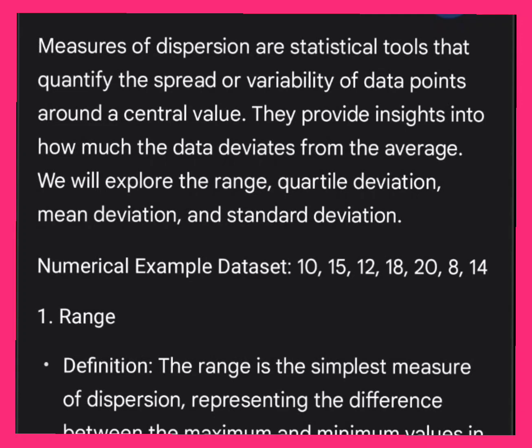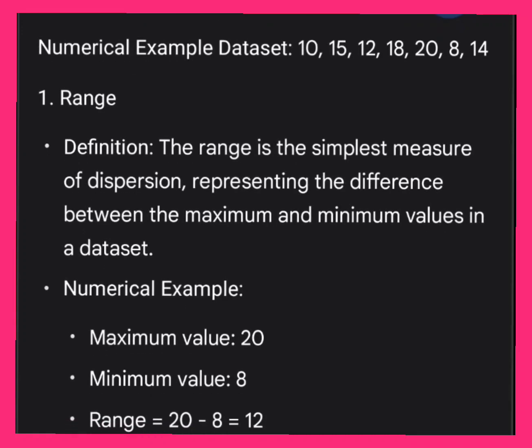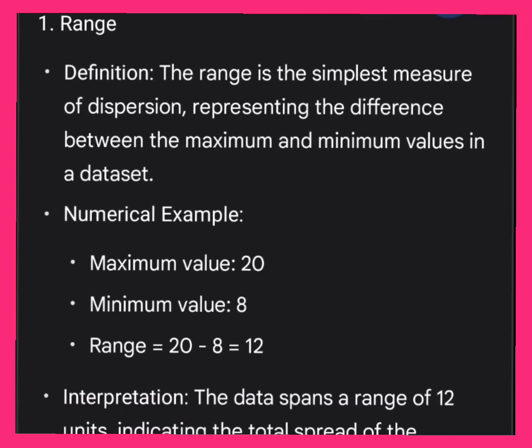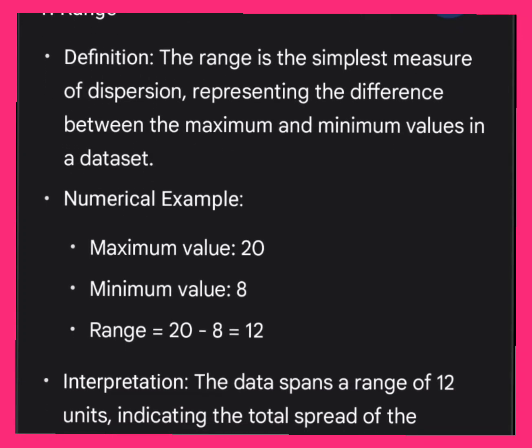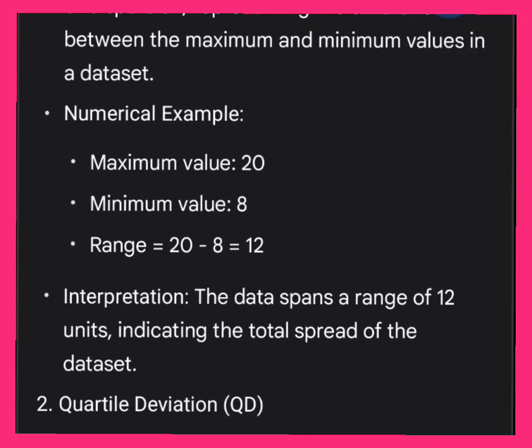Numerical example dataset: 10, 15, 12, 18, 20, 8, 14. 1. Range. Definition: the range is the simplest measure of dispersion, representing the difference between the maximum and minimum values in a dataset. Numerical example: maximum value is 20, minimum value is 8. Range equals 20 minus 8 equals 12. Interpretation: the data spans a range of 12 units, indicating the total spread of the dataset.